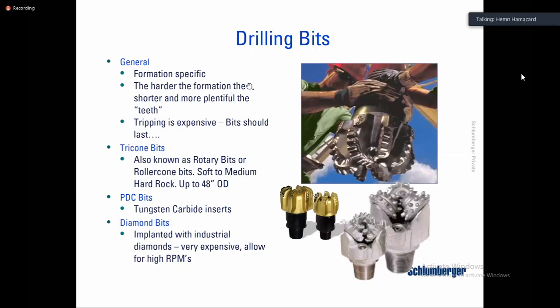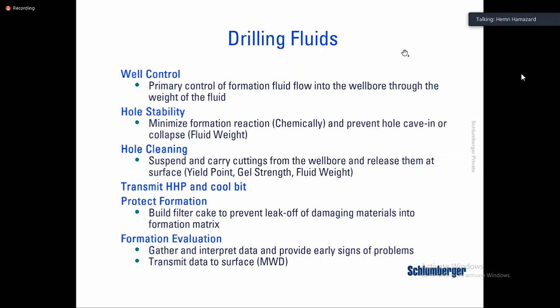Okay, drilling fluids. Like I said, drilling fluids is similar, and they call it the blood of the drilling life. Many times they compare the entire rig to the human body. You have mud pumps; they are doing exactly the same job as your heart, and you have mud; it is doing exactly the same job as your blood.